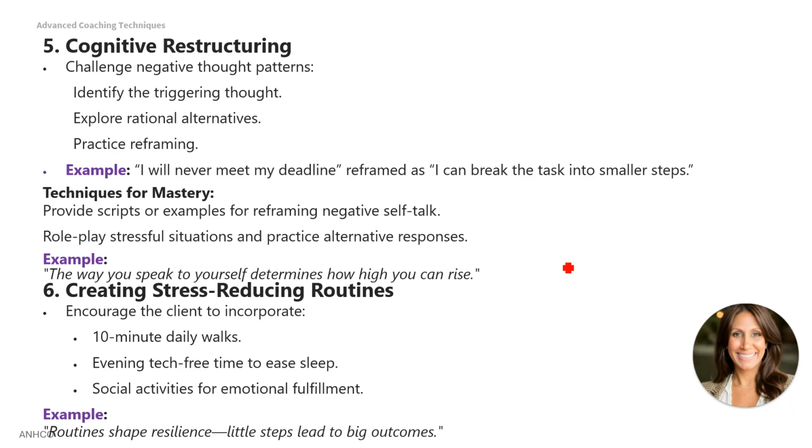Techniques for mastery. Provide scripts or examples for reframing negative self-talk. For example, role-play stressful situations and practice alternative responses. The way you speak to yourself determines how high you can rise. Number 6, creating stress-reducing routines. Encourage the client to incorporate 10-minute daily walks, evening tech-free time to ease sleep, and social activities for emotional fulfillment. Routines shape resilience. Little steps lead to big outcomes.